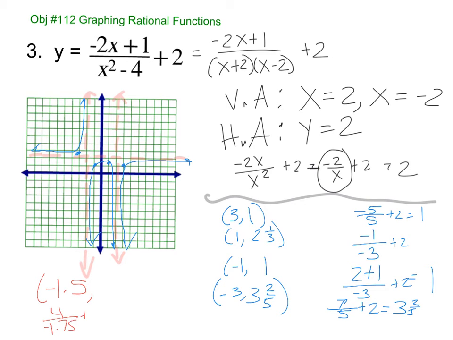-1.75 plus 2. 4 divided by 1.75 plus 2. I get -0.2857. So that makes sense, right? I'm down here. Okay. Now let's plug in 1.5.